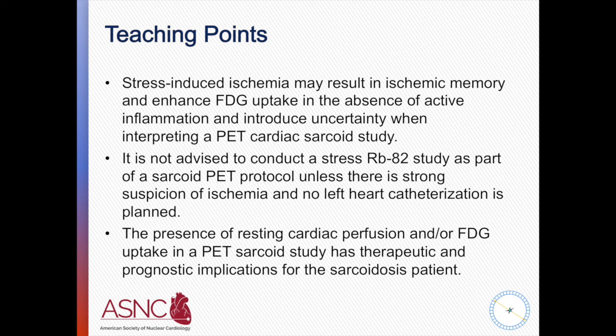And some of the things that we like to do, and there's evidence supporting that, is a prolonged fasting, with perhaps prior to that some high-fat meal, which provides a lot of free fatty acid for the myocardium. And the use of IV heparin just before the images in order to really minimize glucose utilization in the myocardium and allow us to only detect FDG uptake in the setting of active inflammation from sarcoid.